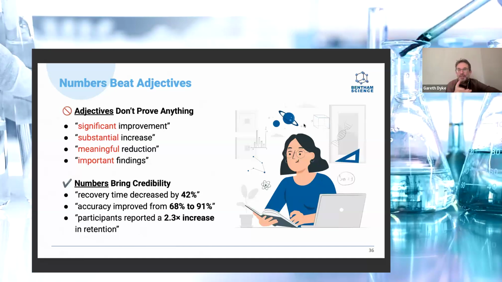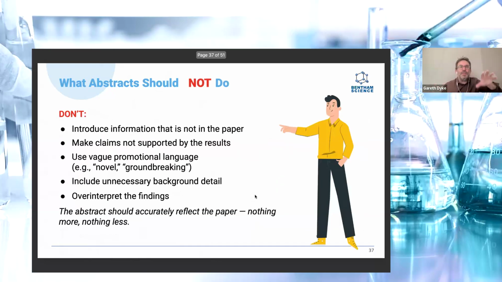And as Scott just mentioned, putting numbers in brings credibility, shows that you've actually got some results rather than just an opinion. Okay. So adjectives don't prove anything, as Scott was just saying. Significant improvement, substantial increase, meaningful reduction, important findings. They're great, but they don't really give you the information that you need as a reader. So let's put some numbers in there. Let's use numbers to bring that credibility to our abstracts and also our results. As you can see here, that's the best approach to be successful in your article writing.